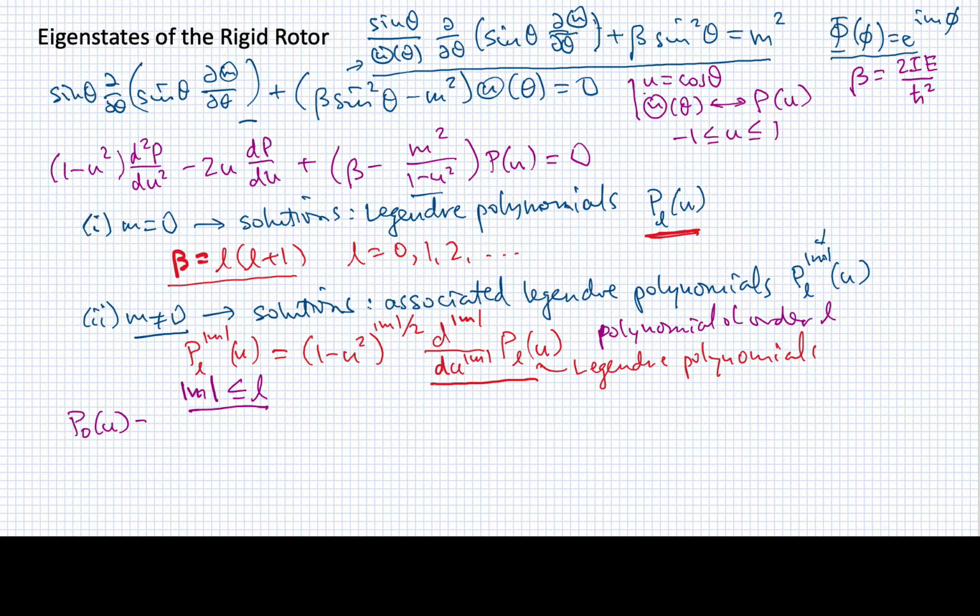The zeroth Legendre polynomial is just 1. The first Legendre polynomial is just x, or u rather, and the third one is 1 half of 3u squared minus 1. All right, you'll notice that these are not unlike the Hermite polynomials that we saw when we were talking about the harmonic oscillator.